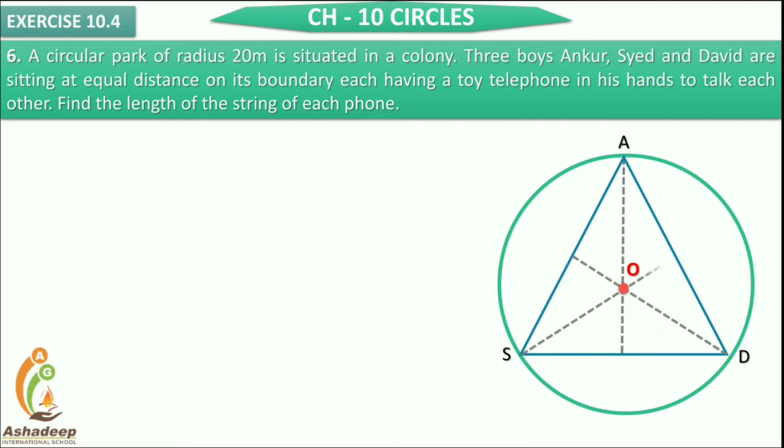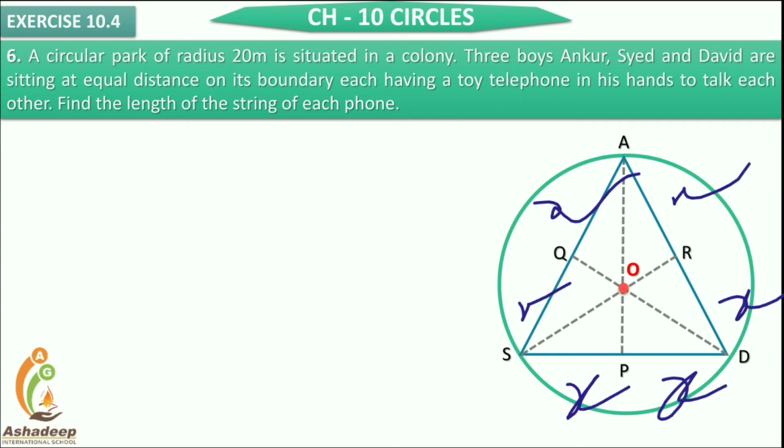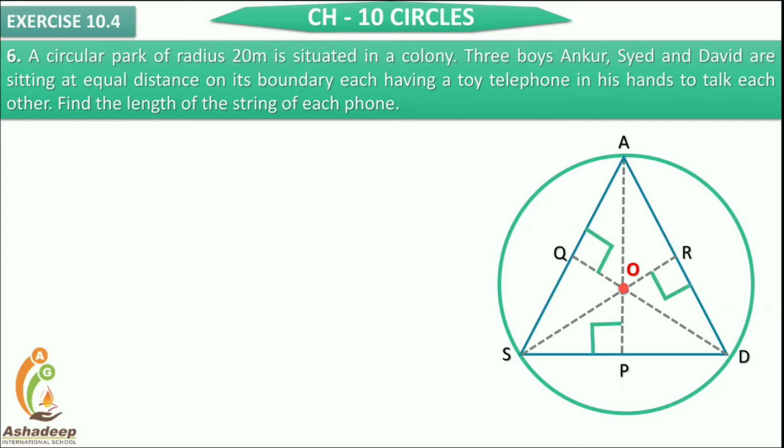सिमिलरली ये भी और ये भी, और इसको मैंने नाम दे दिया P, Q and R. अब मुझे पता है कि बाइसेक्ट कर रहा है, तो अगर ये मैं x कर लूँ तो ये भी x का होगा, ये भी x का होगा, ये भी x का होगा और ये भी x का होगा. तो सारे के सारे कितने के होंगे? x के होंगे. ये परपेंडिकुलर्स हैं, राइट? 20 मीटर्स हैं, क्योंकि दिया हुआ ही है.